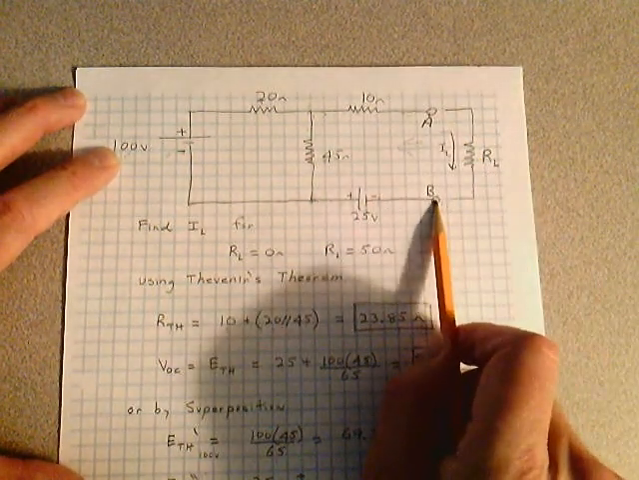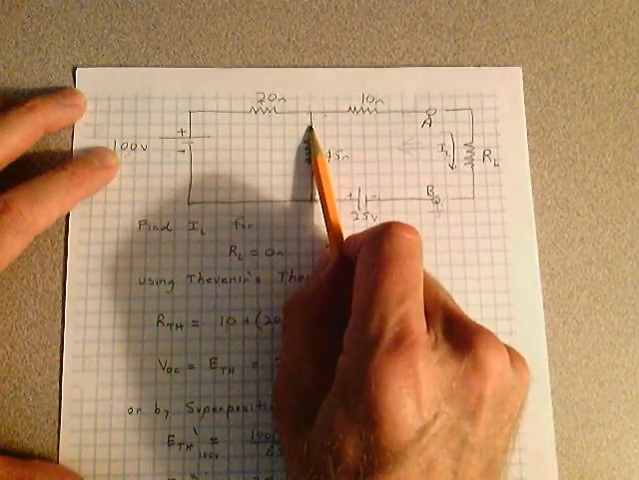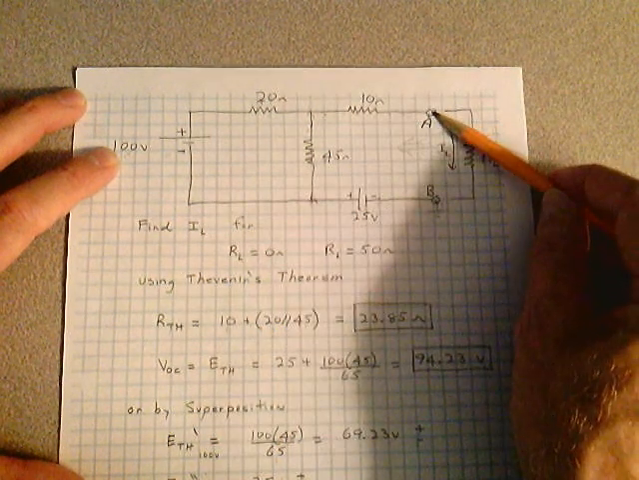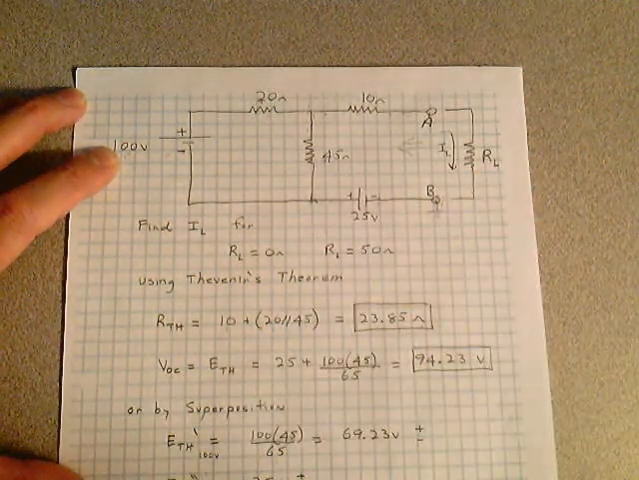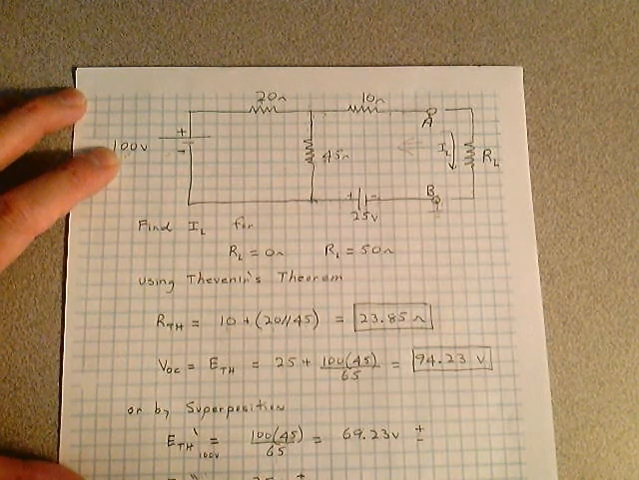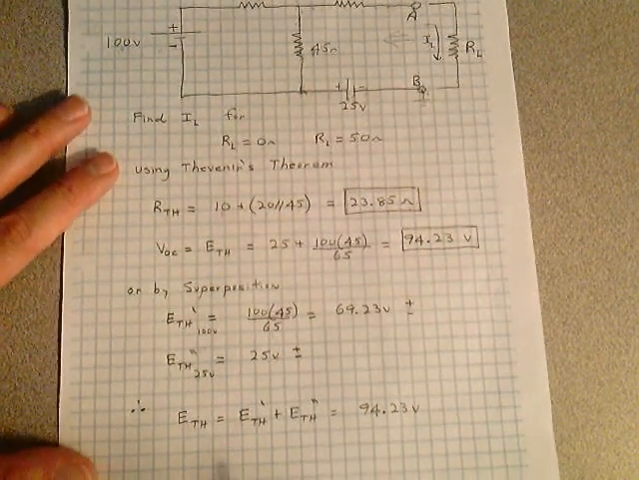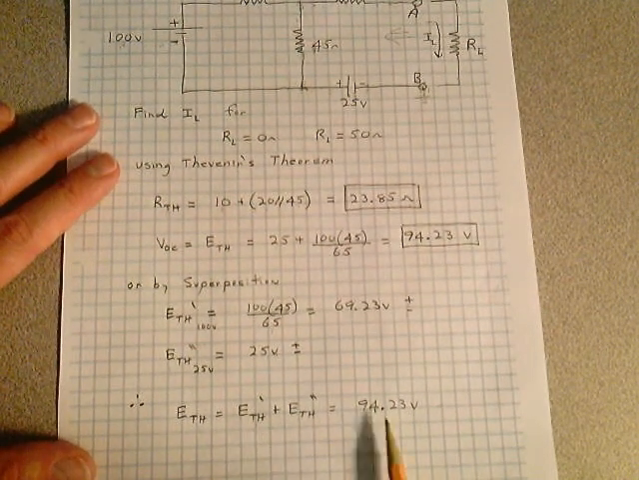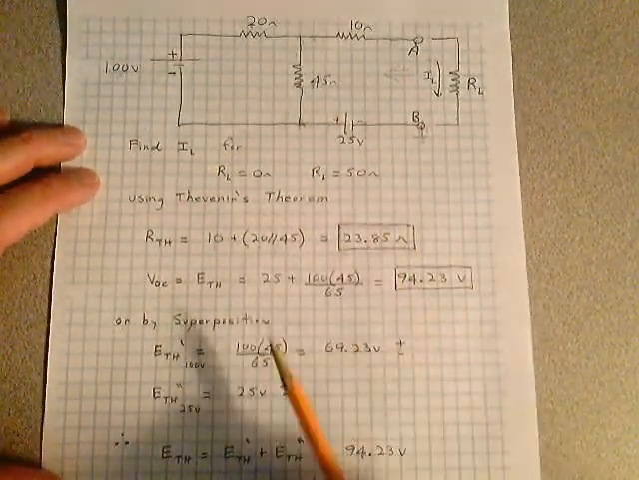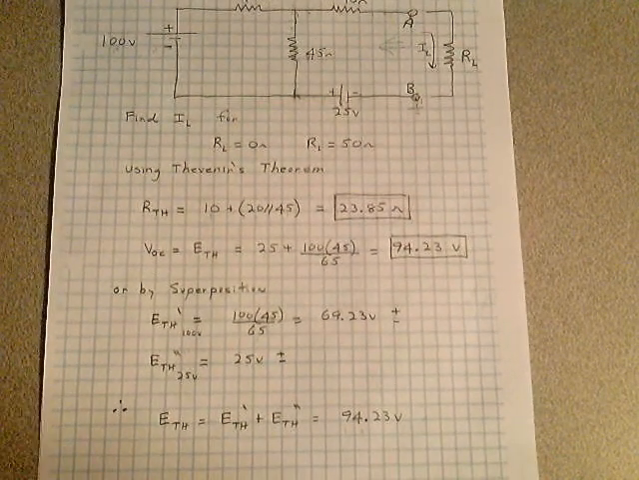How do I get that? You have 0 here. You're up 25. There's no current. You're still up 25. There's no current. You're still up 25. You're at 25 volts here with respect to here. That's how I get that. You add these up because E Thevenin, using superposition, is E Thevenin prime plus E Thevenin double prime, and I get 94.23 volts. That's the solution. That's the solution there for that problem.